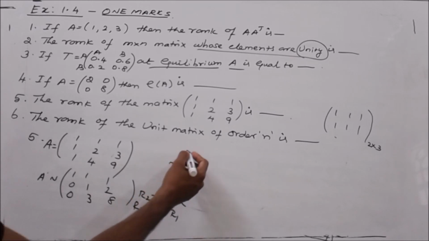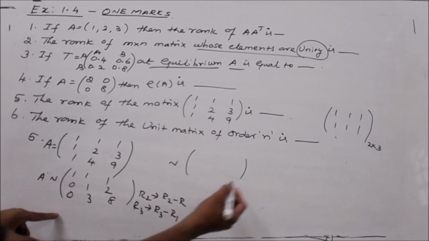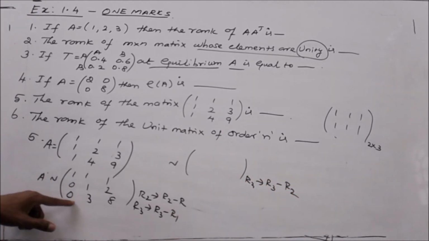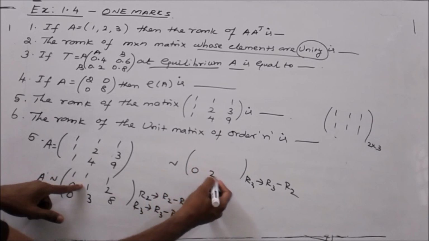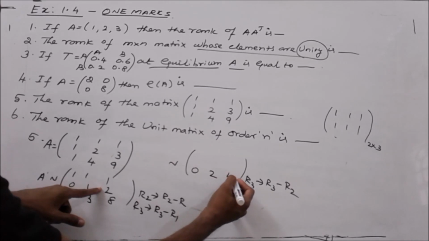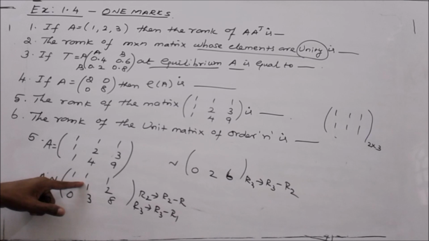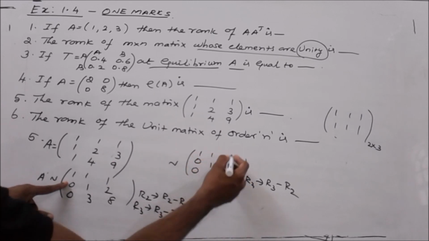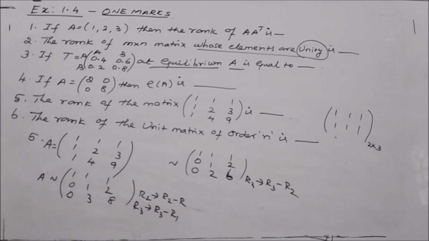Then again, we are moving to make this 3 as 0. So for that, R3 tends to R3 minus R2. Taking these two rows, 0 minus 0, 0. 3 minus 1, 2. 8 minus 2, 6. Then if we make this elementary 0, this one will become non-zero. So leave the process, stop the process here. So this is equivalent now, here 0, 2, 6.